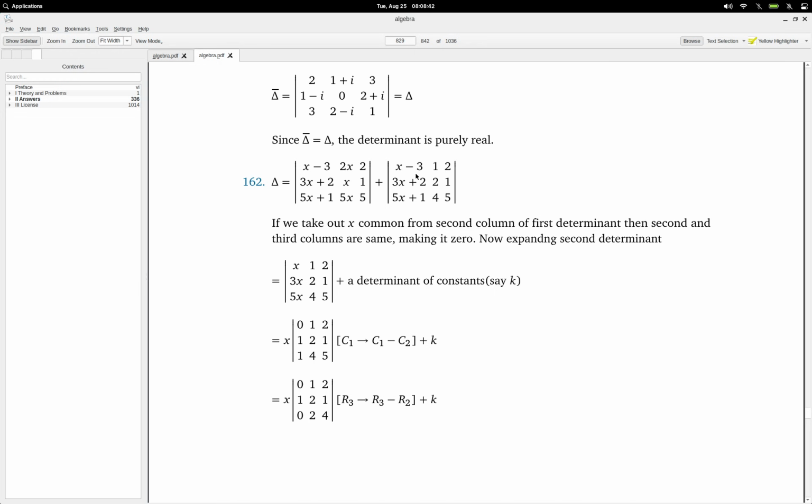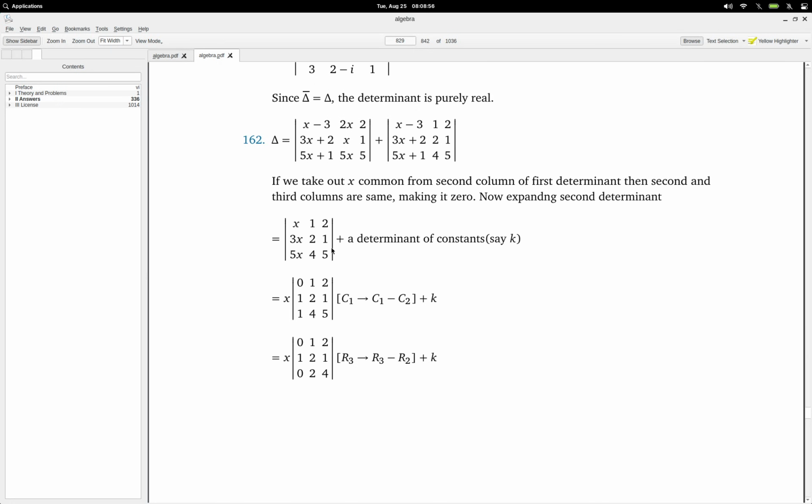Now we have the second determinant, okay? So we split it. So you see, one side will become x, 3x, 5x, and the other will contain minus 3, 2, 1 and all the constants. So those will be constants, right? So we take x common from here, we have 1, 3, 5. Now what we do is C1 is equal to C1 minus C2. And this determinant we say k. So we have 0, 1, 2, 1, 2, 1, 1, 4, 5.